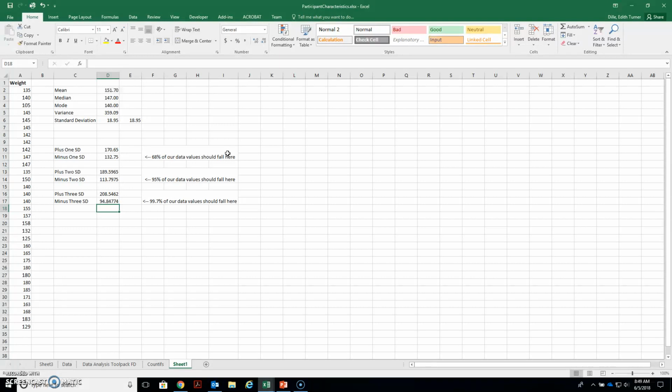Now we could look at our data values and determine whether any of them fall outside 2 standard deviations. So are any of them less than 113? I don't believe they are. Are any of them higher than 189? And they are not. So all of our data values in this case fall within the 2 standard deviations.